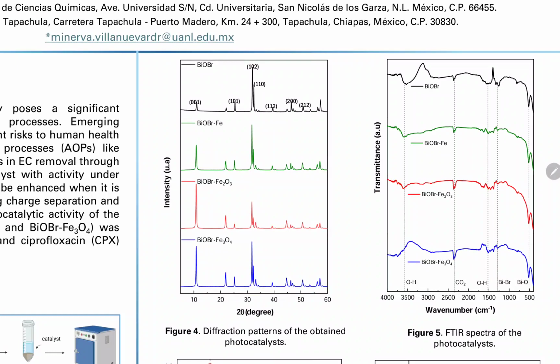Then the infrared spectrum of the synthesized photocatalysts is shown in figure 5. The same characteristic bands were obtained in all materials. The bismuth oxygen signal is around a wave number of 500. Other bands, such as the signals around 3500 and 1600 centimeters -1 of hydroxyl, are observed, indicating the absorption of water molecules in the material. In addition, the signal at 2400 corresponding to atmospheric carbon dioxide is observed. The bismuth band is finally marked around 1400 centimeters -1.